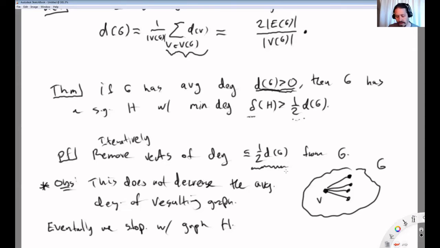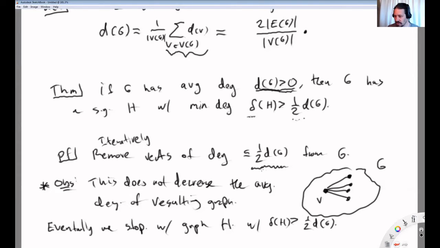But more importantly, H has the desired degree condition. We stop at a graph H with minimum degree of H strictly greater than 1/2 D of G. And that's evident too, because if we didn't stop, there would have been a vertex of lower degree there to remove, but the procedure stopped.